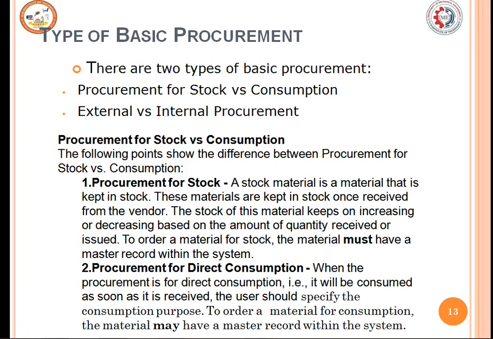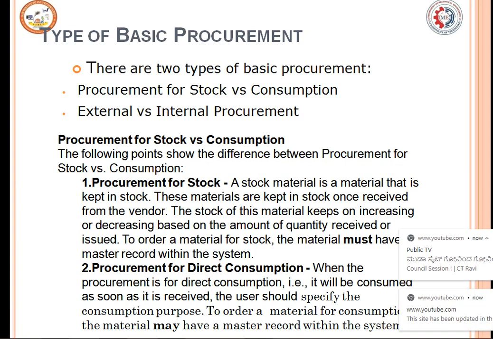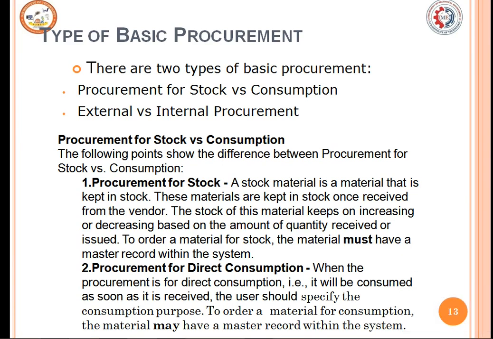So in the external procurement, stock versus consumption is going to come. So whatever you stock, the material in the stores, has to be consumed. So you have to keep on increasing or decreasing the quantity received or issued. For a material for stock, the material must have a master record within the system. So before procuring any material, there must be a master record. What was the inflow, about the quantity, how it was consumed, all those details must be there.